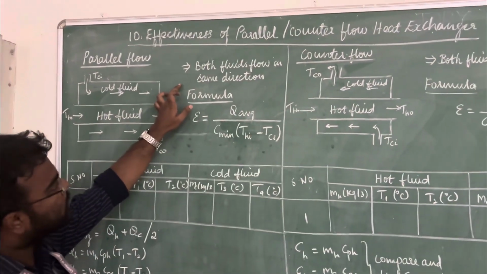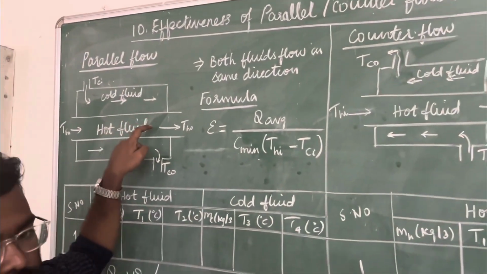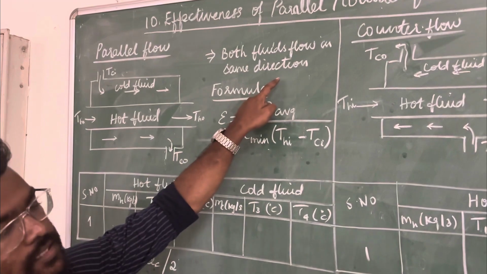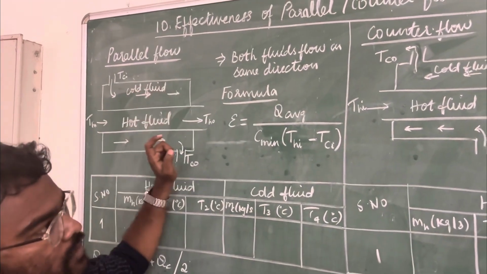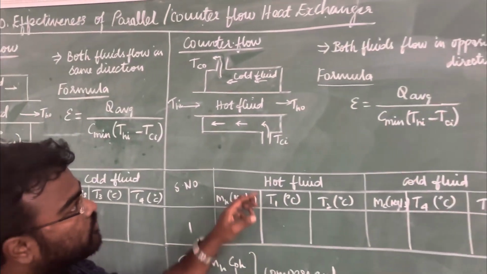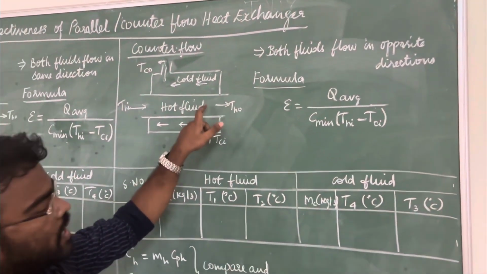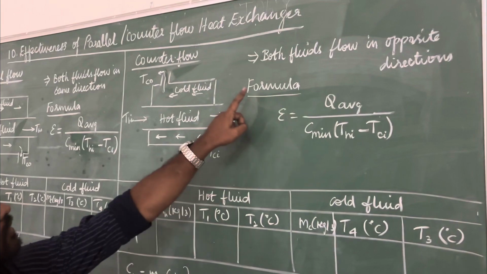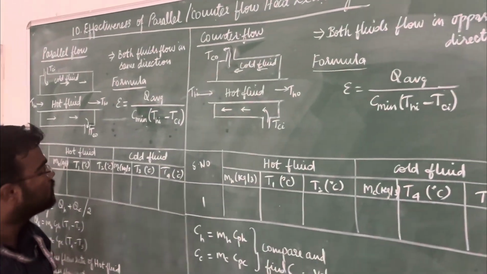What is meant by a parallel flow heat exchanger is you will have two fluids, one is hot fluid and another one is cold fluid. If they travel in the same direction, then that is called a parallel flow heat exchanger. Whereas in the case of counterflow heat exchangers, here also you will have two fluids, which travel in opposite directions to each other. So then that is called a counterflow heat exchanger.